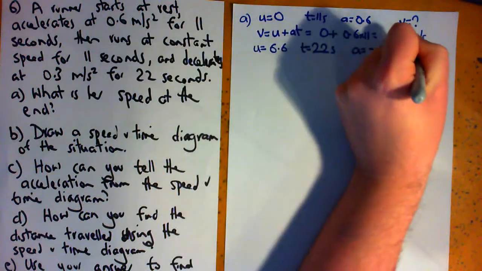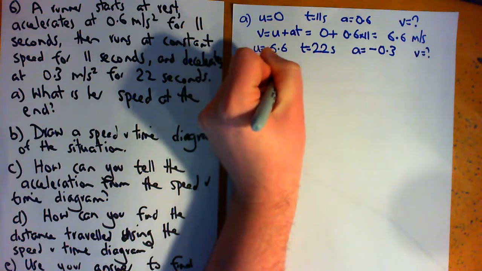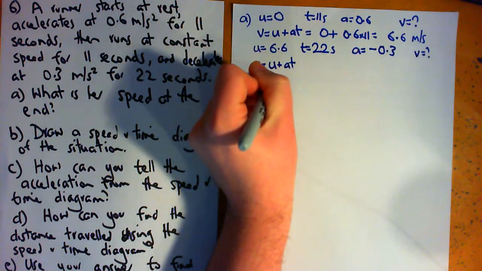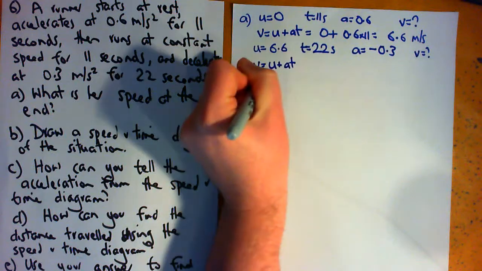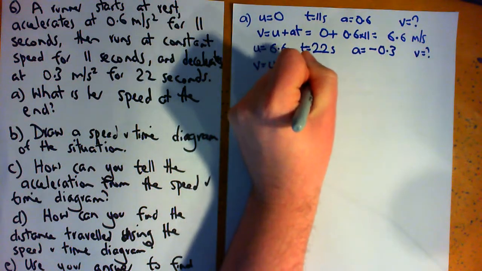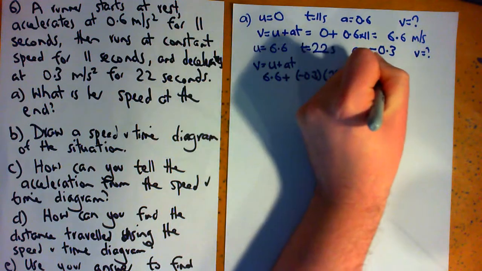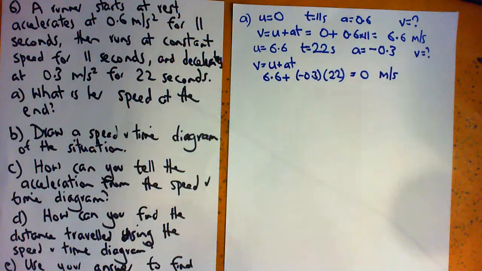Again, we're finding the final speed. V equals u plus at. U is 6.6, plus a is negative 0.3 times 22, giving us a final speed at the end of 0 meters per second. So at 44 seconds the runner comes to rest.